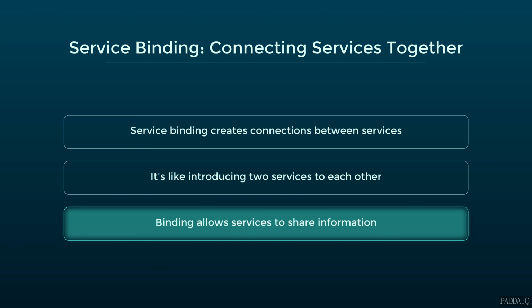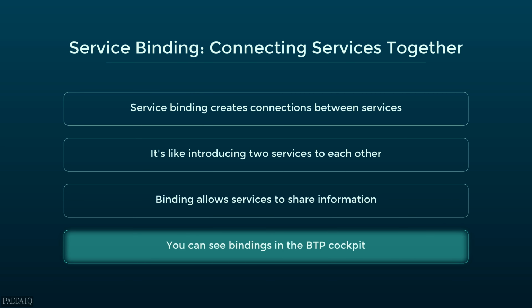Binding allows services to share information. In simple terms, it creates a secure link so one service can access another's data or features. For example, binding an app to a database lets the app securely read and write user data. This connection is essential for building integrated solutions.